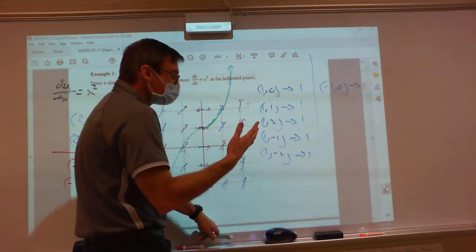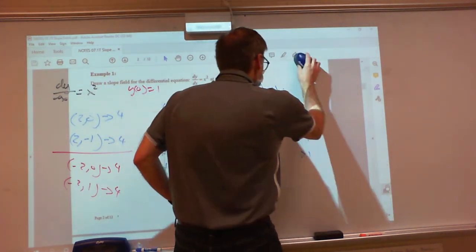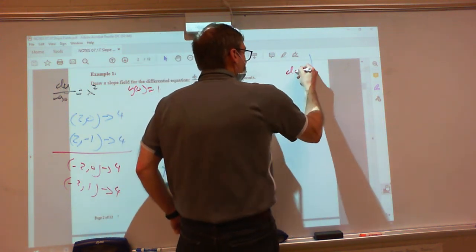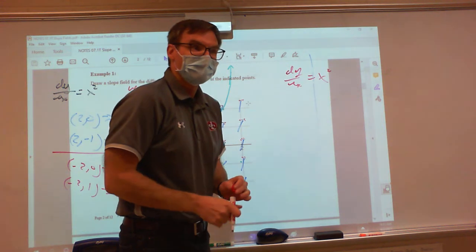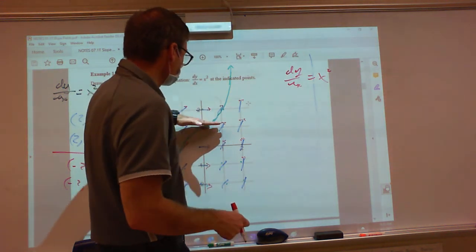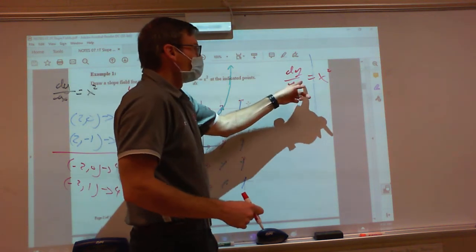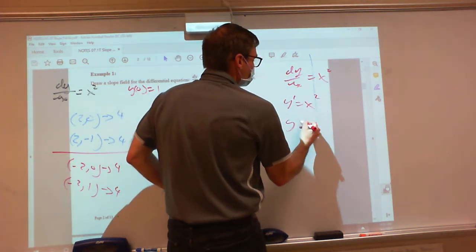The reason is I didn't want something complicated the first time. This one we could solve. So if dy/dx is equal to x squared, and actually I did mess up, it's probably closer to this. Well, if the derivative, so if y prime is equal to x squared, what's y going to equal?